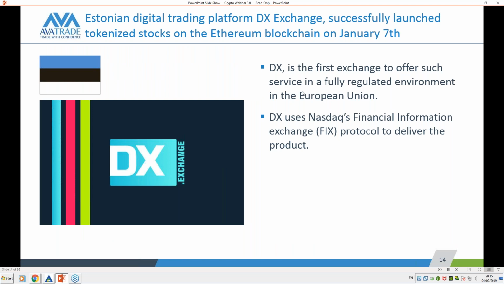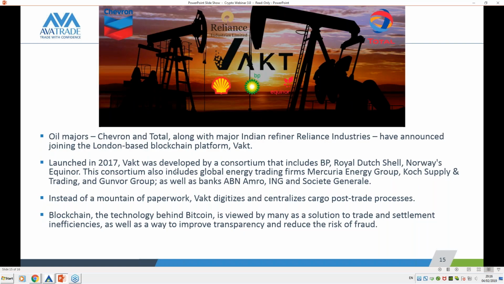And as we go forward, we can see beyond governments using it for voting, some private companies are starting to use it for issuing stock. We can see here this company's launching an exchange for tokenized stocks using the Ethereum blockchain technology. And so private companies using this to issue stock is an interesting development as well. And so you start to see here's some others that are doing the same thing. Chevron and Total, along with major Indian refiner Reliance Industries, have announced joining the London-based blockchain platform. And so private companies, government entities, starting to become commonplace to use this type of technology.